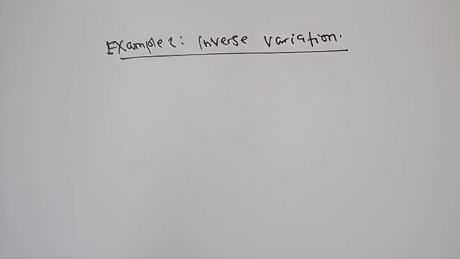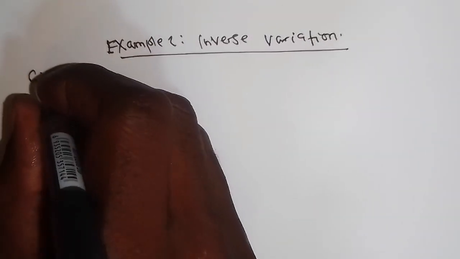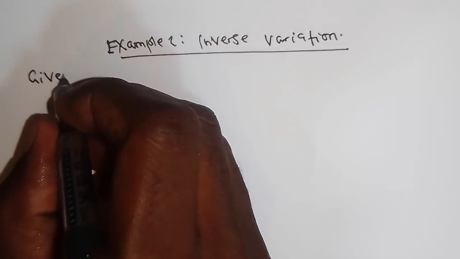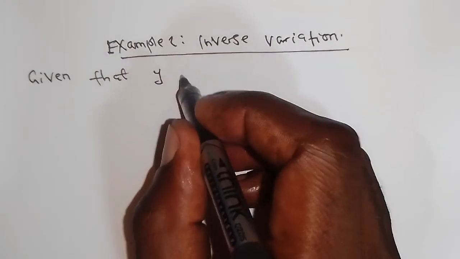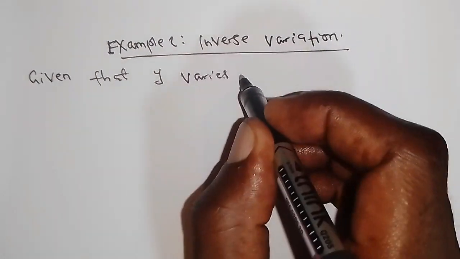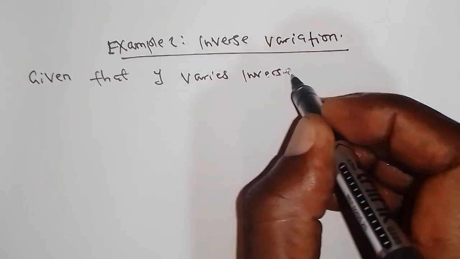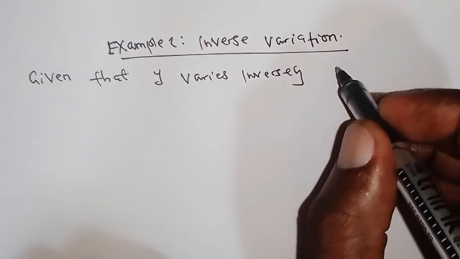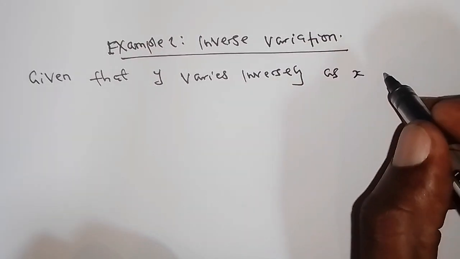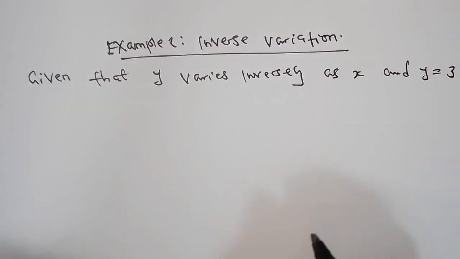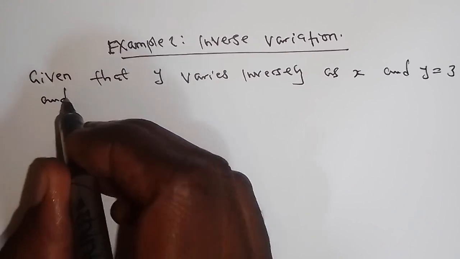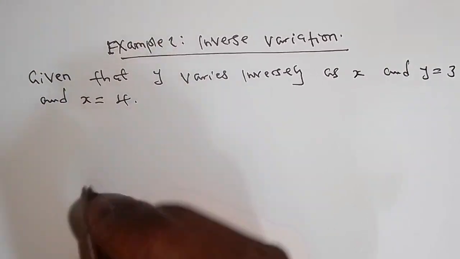So example 2 on inverse variation. The question reads: given that y varies inversely as x, and y equals 3 and x is equal to 4.